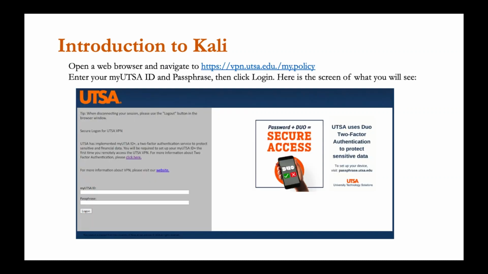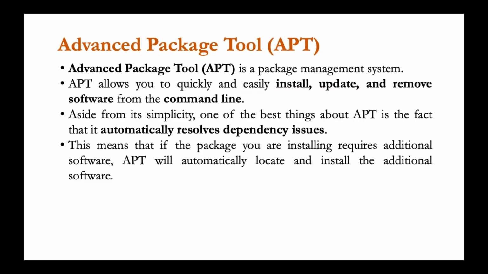So one of the major parts included in this operating system is apt-get. What is apt? Apt is the Advanced Package Tool, a package management system. Apt allows you to quickly and easily install, update, and remove software from the command line.